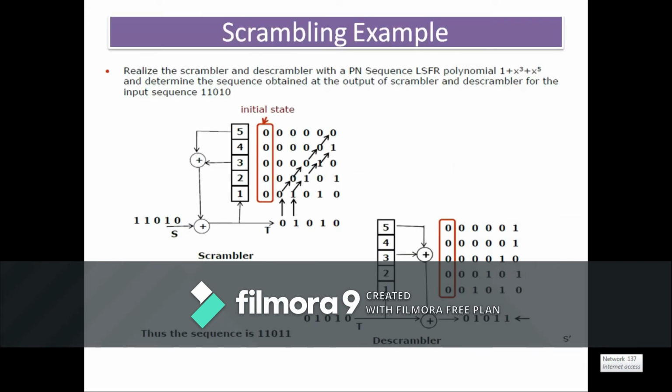Then here is one more example. In this example, we realize the scrambler and descrambler with the PN sequence polynomial 1 plus x cube plus x5, and the sequence is determined with the output of the scrambled and unscrambled data. Actually, your data to be recovered is 0, 1, 0, 1, 1. This is the scrambled data, and after the whole process I explained previously, the data is recovered. The data is transmitted in this way, 0, 1, 0, 1, 0, that will be received here and recovered.